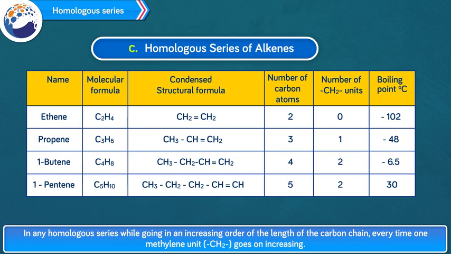What have we learned from these tables? 1. While going from one member to the next in a homologous series, A. one methylene, CH2, unit gets added.